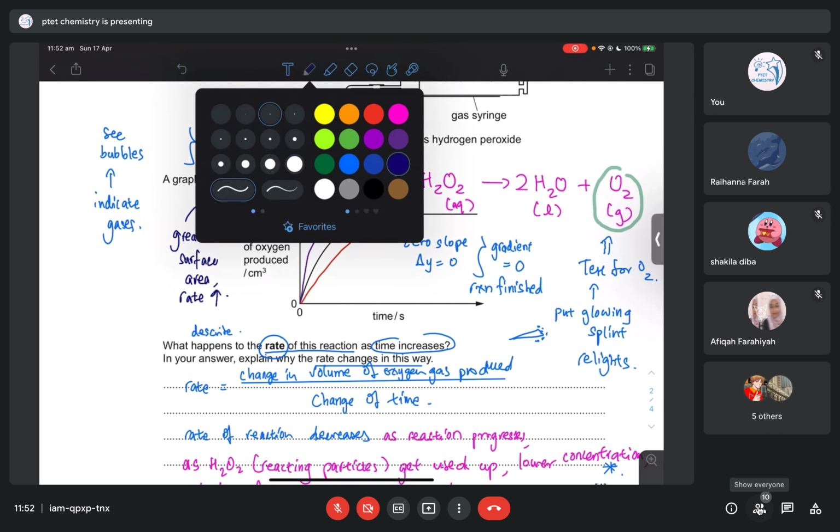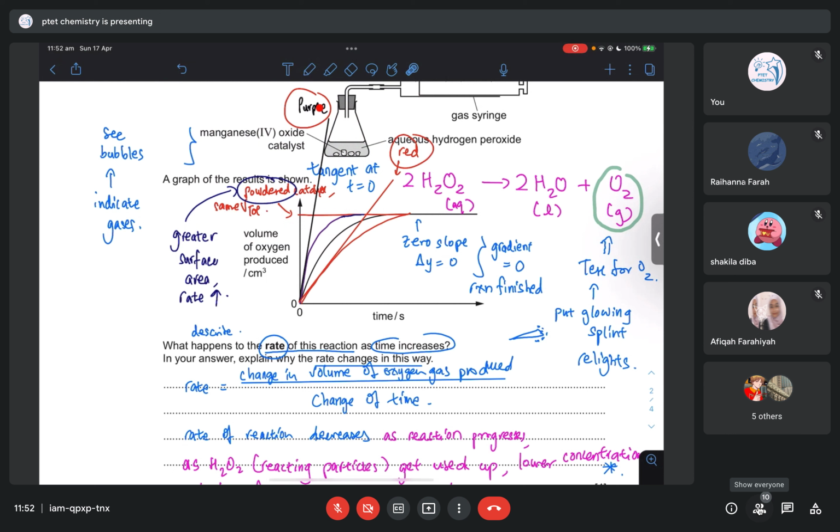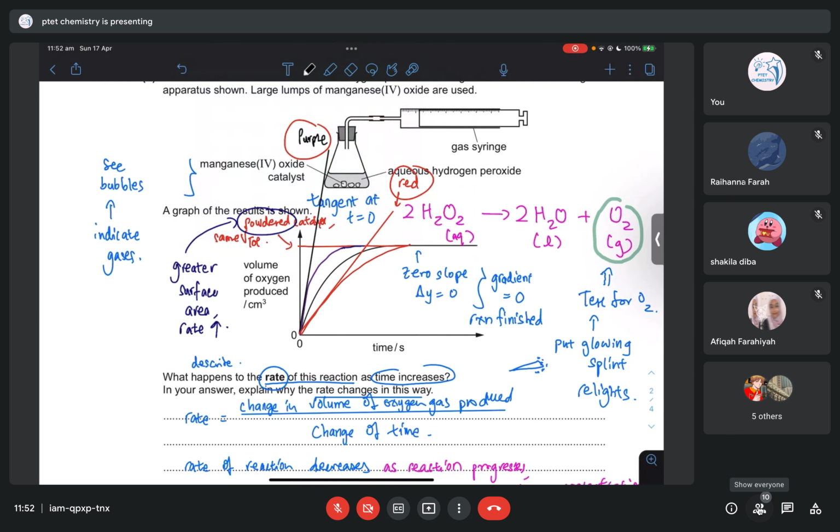Okay, Shakila, make sure you know that, yeah? So what I'm going to do is draw a tangent to this purple color line. And then I'm going to draw a tangent to this red color line. You can see the gradient, the steepness, becomes steeper here because this reaction is faster. So this purple color line is actually the faster reaction. And you want a faster reaction because the rate increases. So it cannot be the red color one, it has to be the purple color one. Hopefully that makes sense there, Shakila.